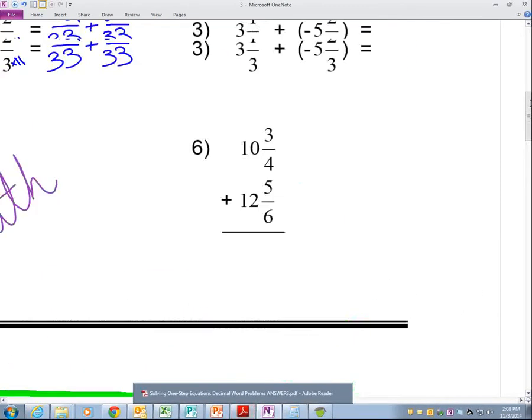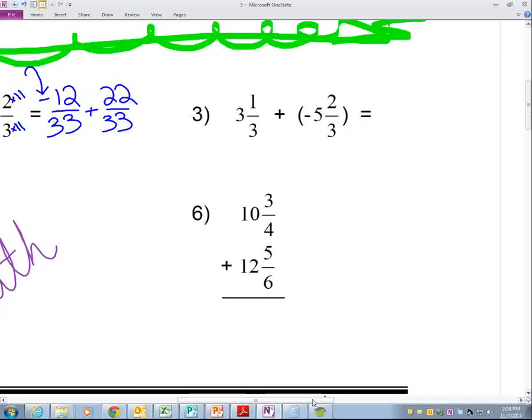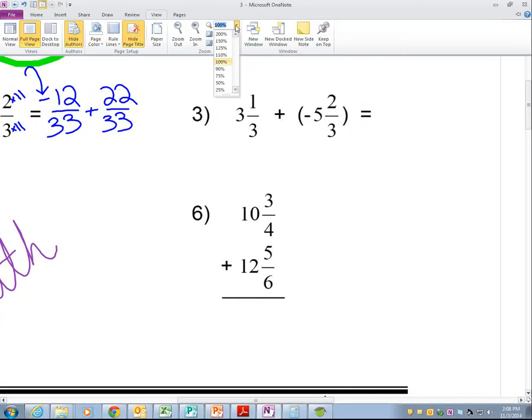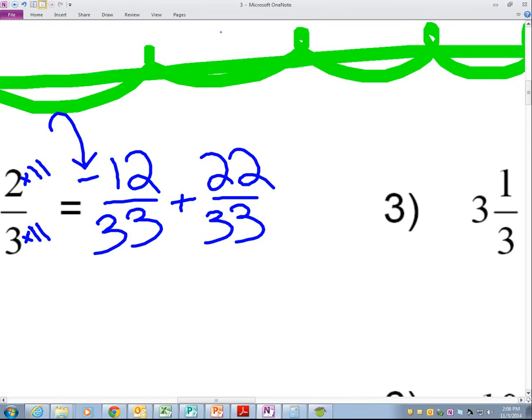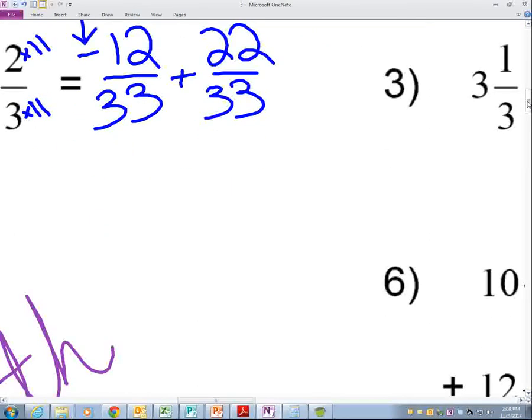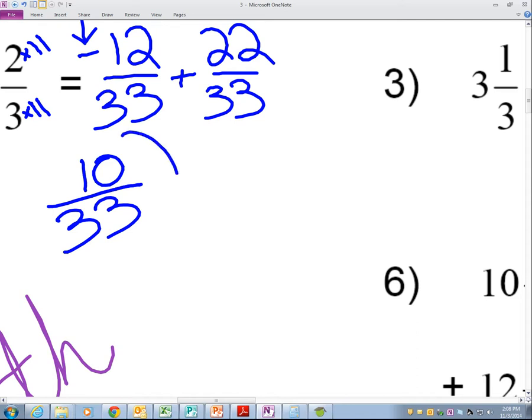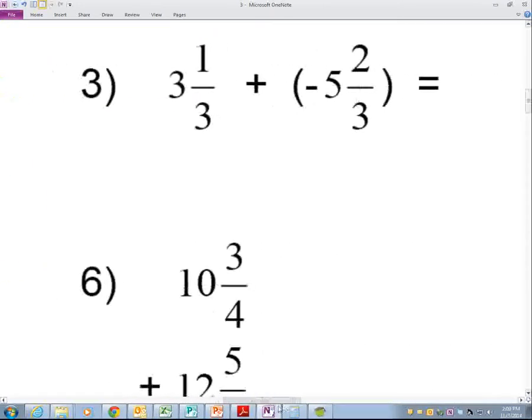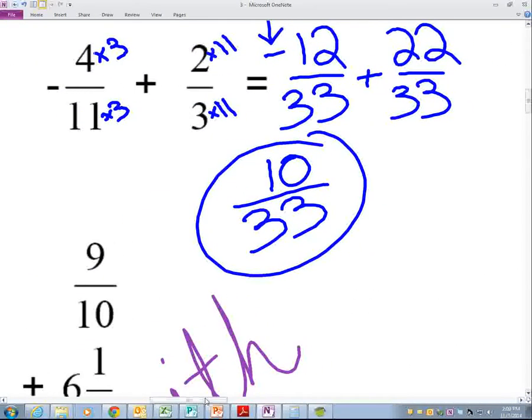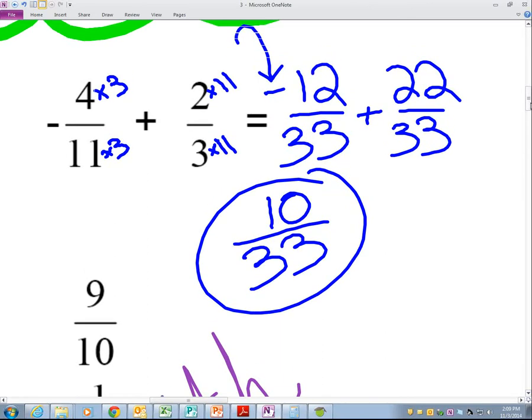So, where were we? Here we go. So now we just found out that we are ending at 10 over 33. And can that be reduced at all? No, it can't be reduced. So we circle it and we're done. Yes, ma'am. Negative 12 plus 22 comes out to be 10.